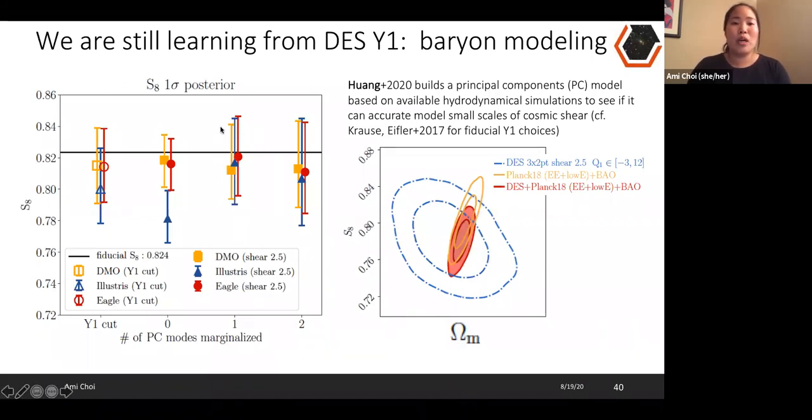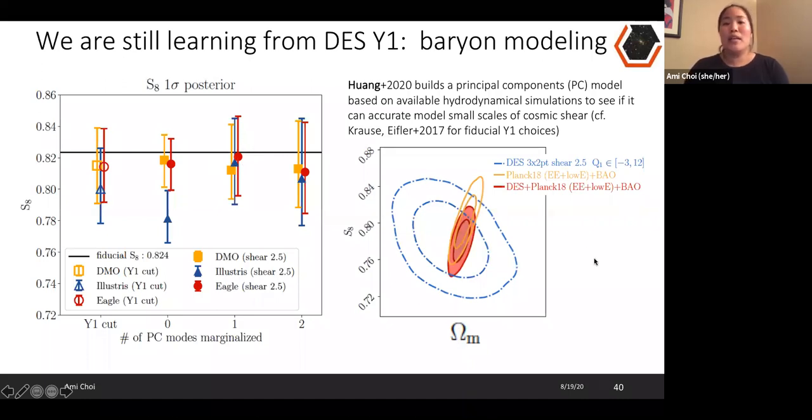seem to recover an accurate S8 at the expense of having larger error bars. And then going to 2 modes marginalized, you increase your error bars further, and there's not a whole lot more gain. And so for Y1, Huang et al. find that marginalizing over 1 mode is enough for the statistical errors of Y1 to recover this unbiased result.